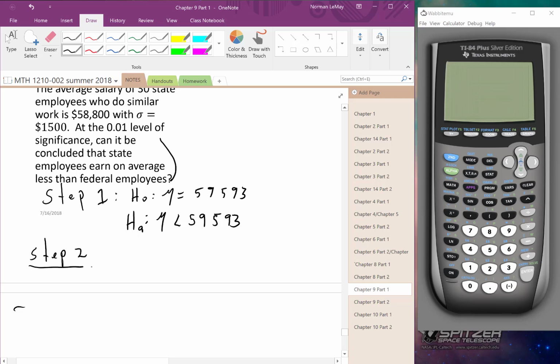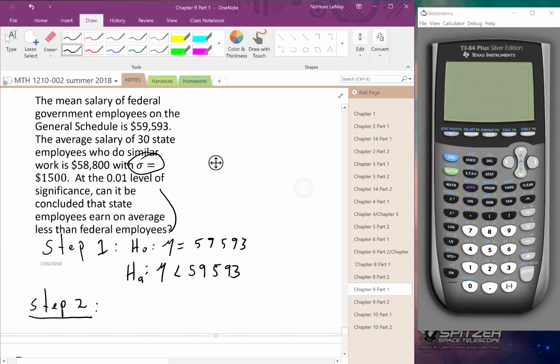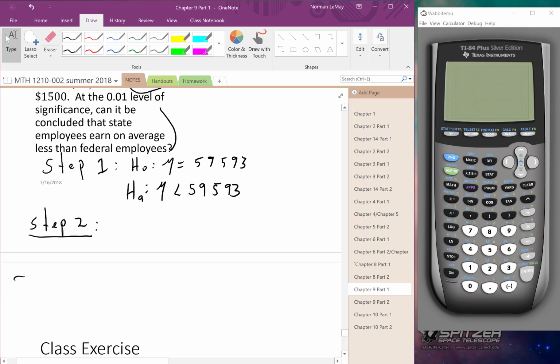So Step 2 is to compute the appropriate test statistic. So here we need to discern whether we need to compute the z-test statistic or the t-test statistic. To determine that, we notice that sigma is given, and since we don't have anything about normality, but we do have the fact that the sample size is 30, we are in a large sample size case, so we have at least approximate normality by the central limit theorem. So we can use the z-test statistic.